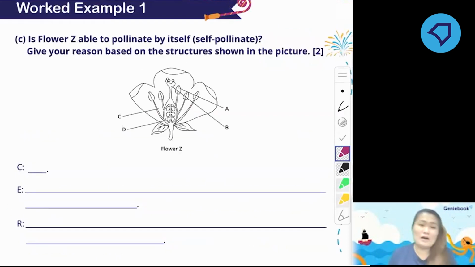Okay, we're going to look at our example 1. All right, can this pollinate by itself? Self-pollinate. Do you recall what is self-pollinate?